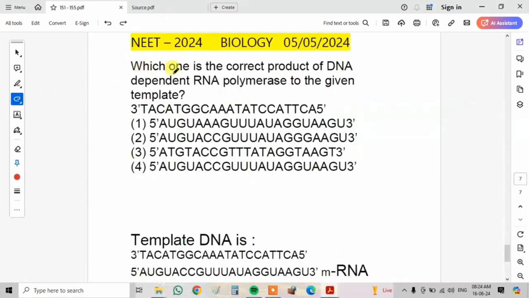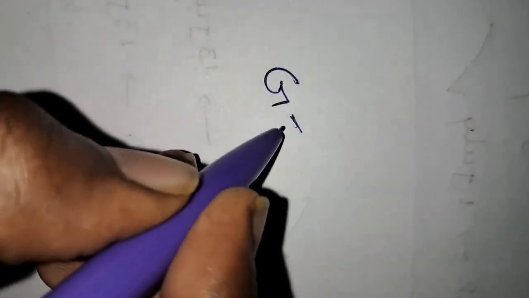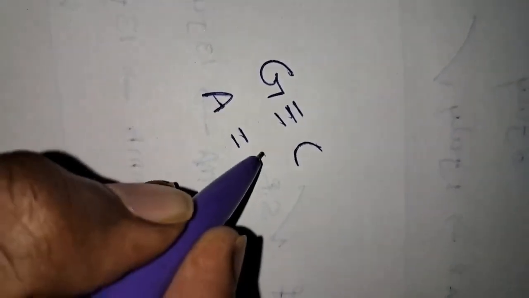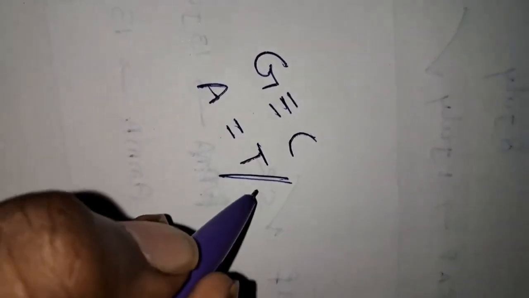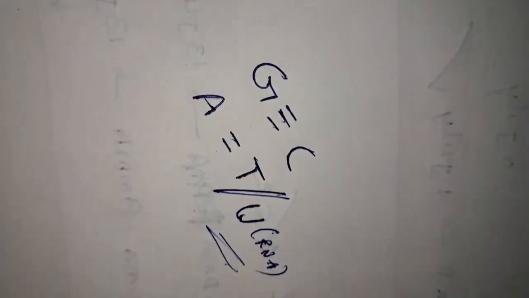Biology NEET 2024. Which one is the correct product of DNA dependent RNA polymerase to the given template? Observe the given template from 3 prime to 5 prime and you have to write an mRNA for the template, and option 4 is the correct answer. Guanine connects with the cytosine with 3 hydrogen bonds, and as well as the adenine will connect with the thymine, or uracil in the RNA, with 2 hydrogen bonds. You have to see the difference between thymine and uracil.